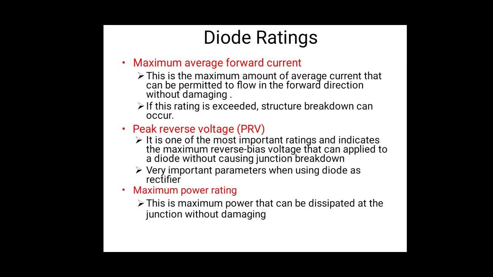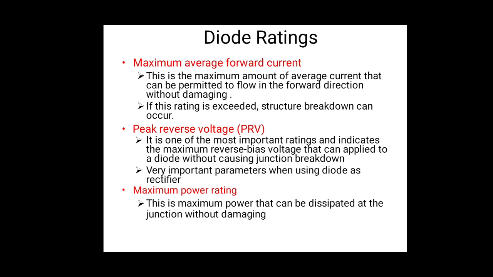Okay. The next point is peak reverse voltage. It is one of the most important ratings and indicates the maximum reverse bias voltage that can be applied to the diode without causing junction breakdown. It is also a very important parameter when the diode is used as a rectifier. Rectifier is nothing but converting from AC to DC.